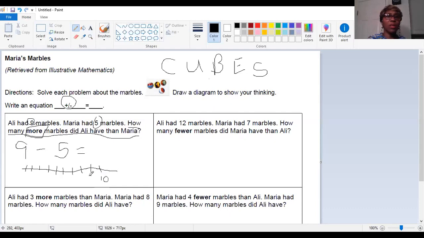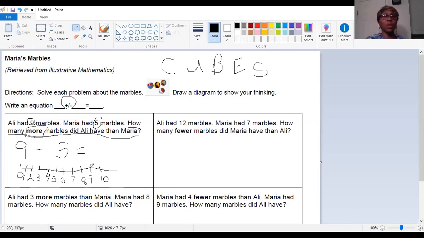So we have 10, 9, let me count backwards. 8, 7, 6, 5, 4, 3, 2, 1. That's kind of sloppy. 1. And of course, we have the old number, 0.